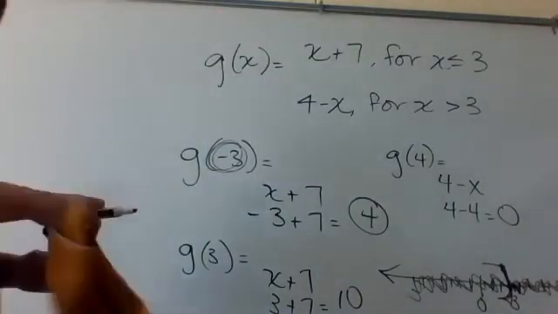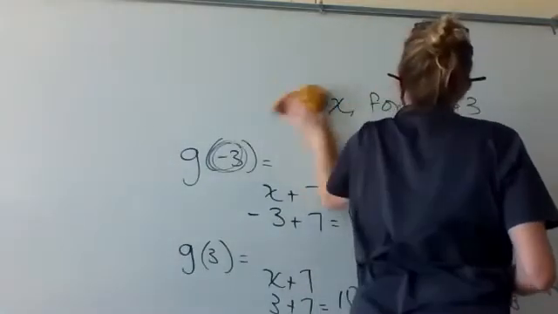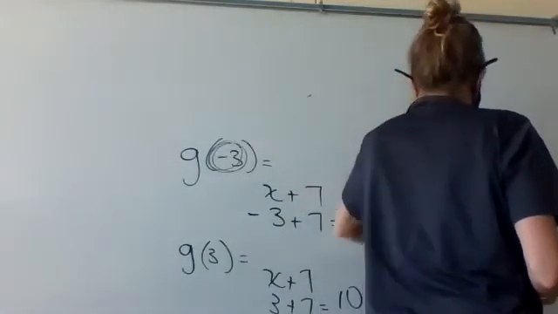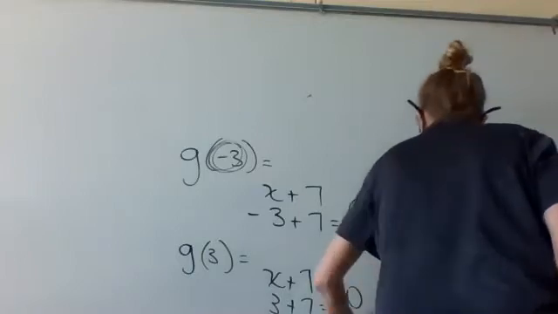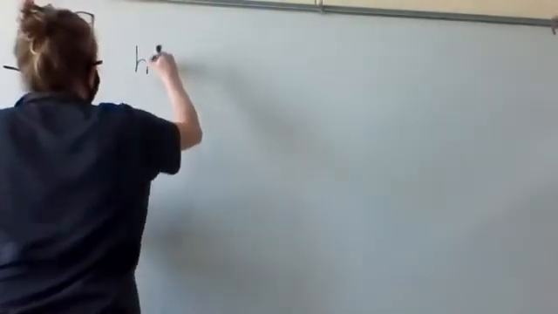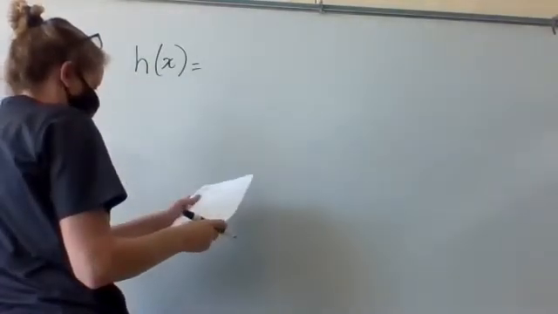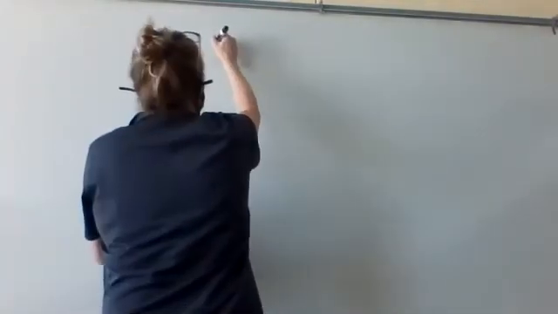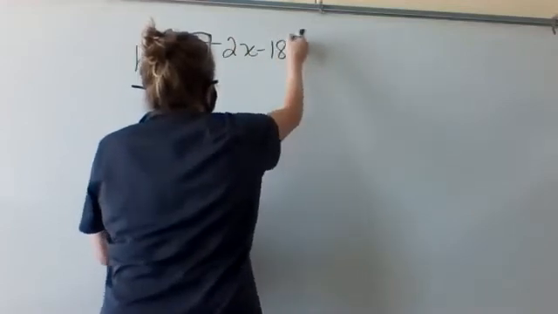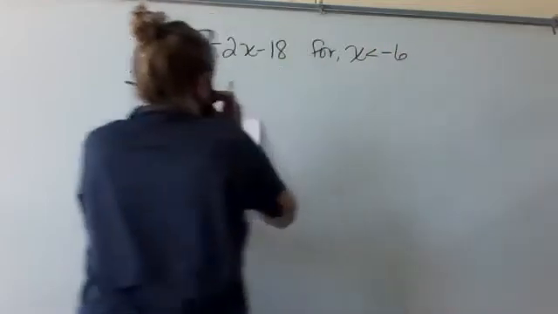Okay, let's look at number 11. So there's three pieces to this function. Negative 2x minus 18 for when x is less than negative 6.